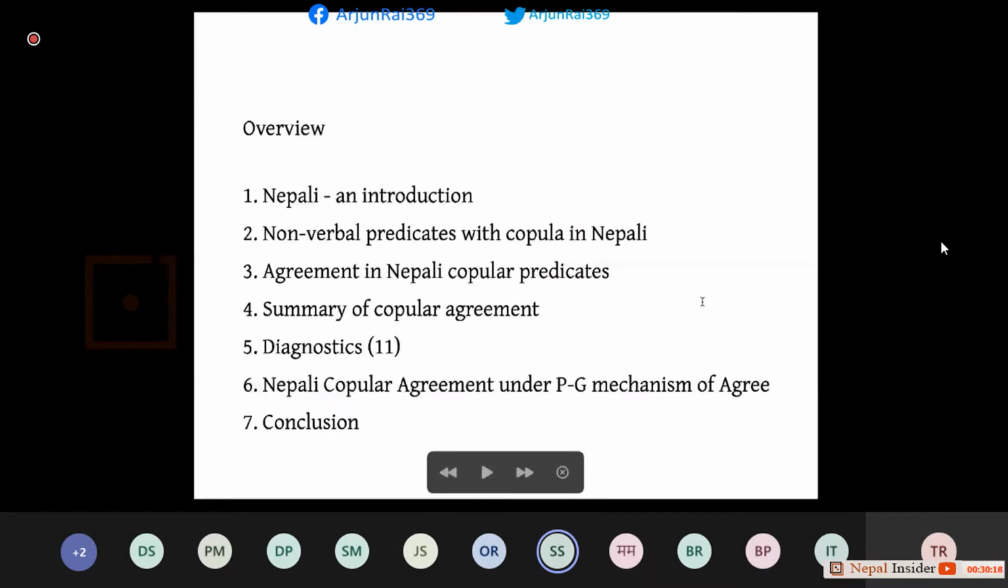So this is the overview of my presentation. Nepali, I'll briefly put an introduction. I'll give an introduction to nominal predicates, agreement, and there will be a summary of copular agreement. As well as we run through 11 diagnostics, which I may not go through all in detail, but through a glimpse, and we'll go into the probe and goal mechanism of Agree.